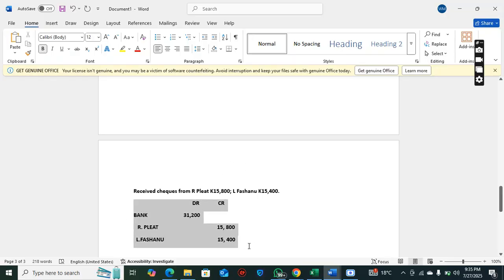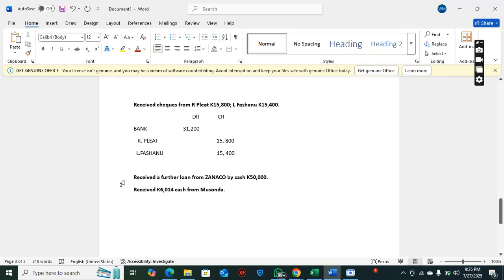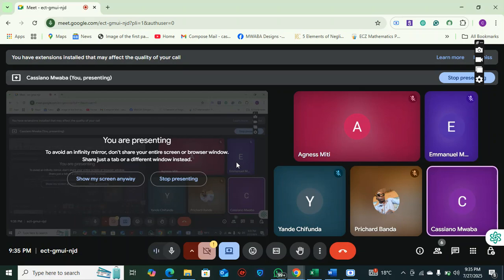All right. Any questions? Received a further loan from Zanaco by cash 50,000. Colleagues, this one is a similar one to the previous one. What are we debiting and what are we crediting?